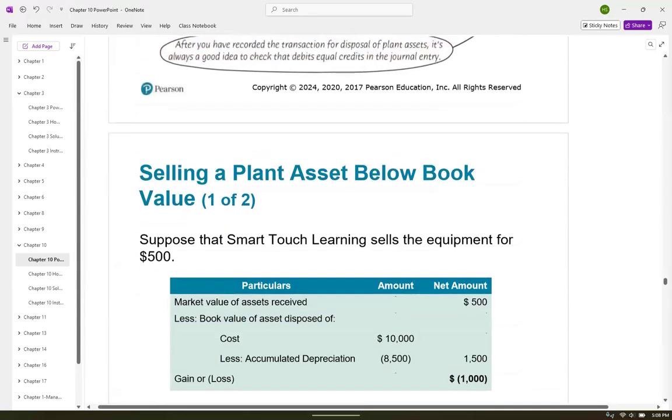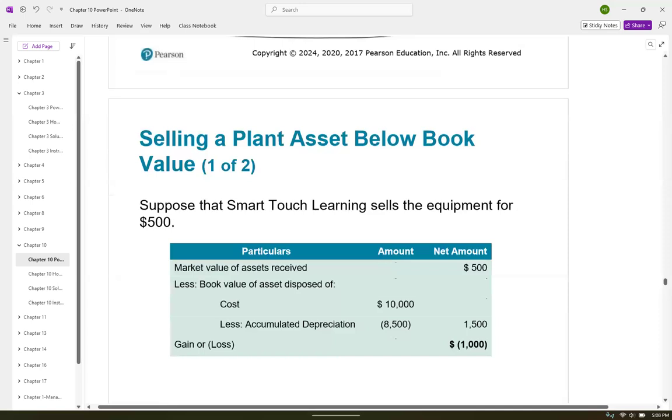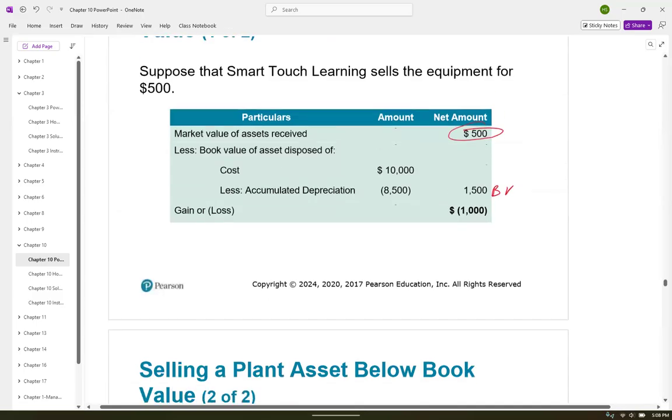Now we're going to sell it below book value. So we are selling it at 500 now. Still looking at the exact same book value of 1,500. We got a little bit of money. Sometimes a little money is better than no money. Okay.